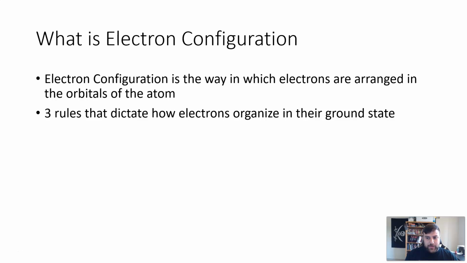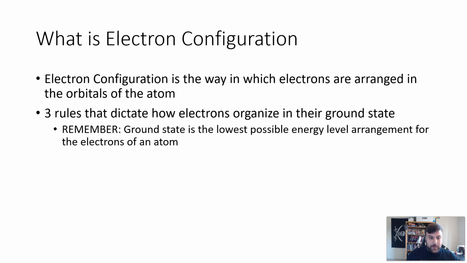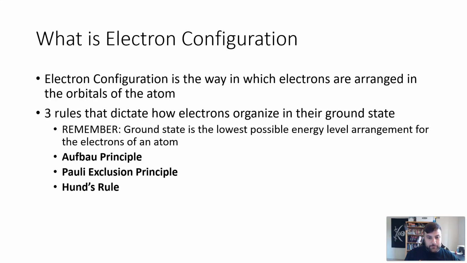Remember, there are three rules that dictate how the electrons organize into their ground state. And just as a reminder for what this term is, we'll talk a little bit more in depth about this next week, but the ground state is the lowest possible energy arrangement for an atom. That means all the electrons are as far down the energy levels as they can be. And these three rules are the Aufbau principle, Pauli's exclusion principle, and Hund's rule.